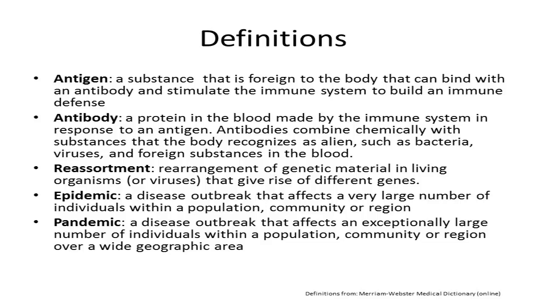Particularly, when thinking of viruses, it's important to keep in mind the idea of reassortment. Reassortment is the process of rearranging genetic material between viruses so that it gives rise to different genes. With influenza, reassortment can result in numerous combinations of the virus. When disease keeps spreading, it can result in something known as a disease outbreak. Disease outbreaks can be classified as an epidemic, which is an outbreak affecting numerous people within a population, community, or region, or as a pandemic, which is an outbreak affecting numerous people over a wide geographic area.